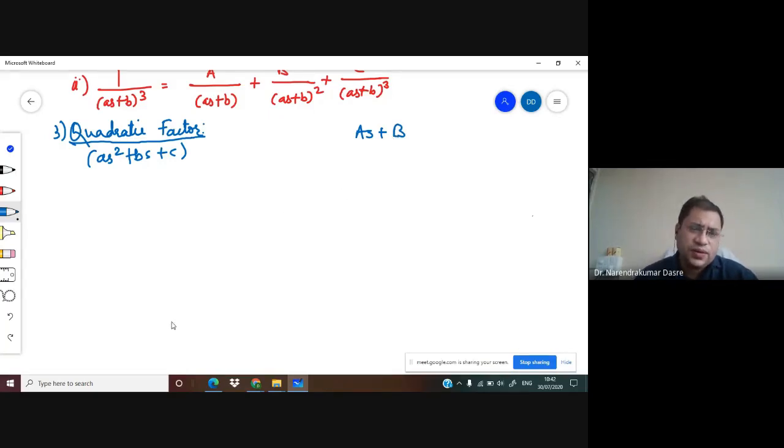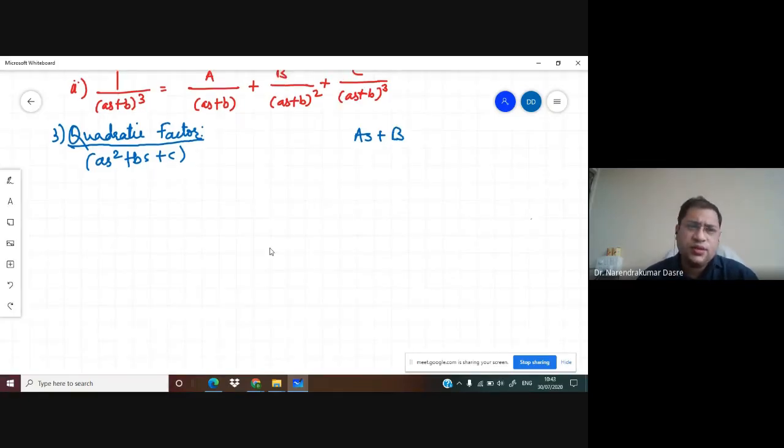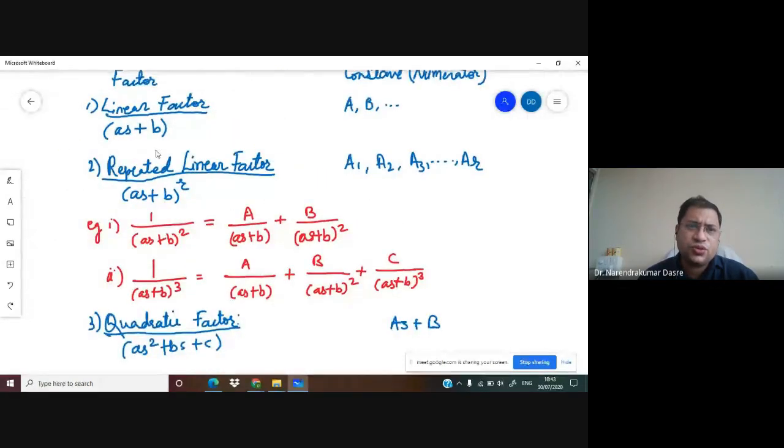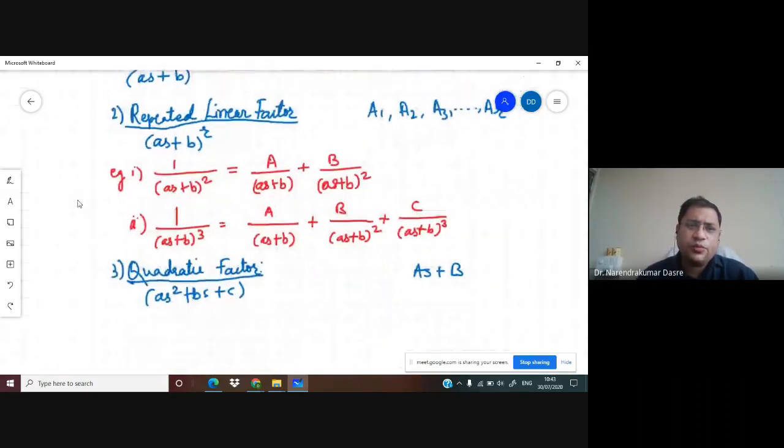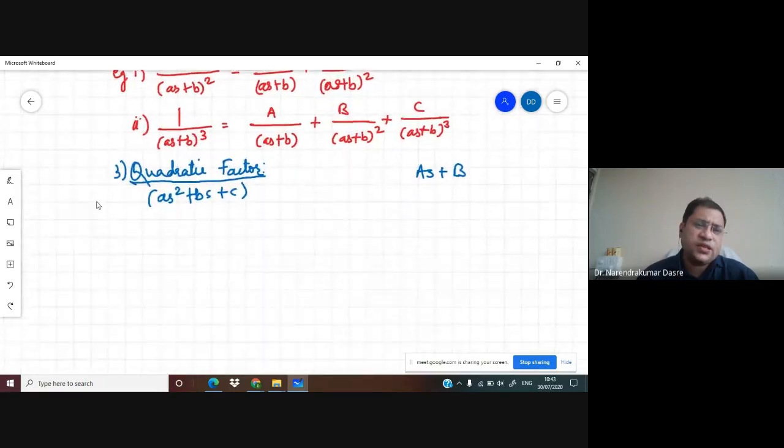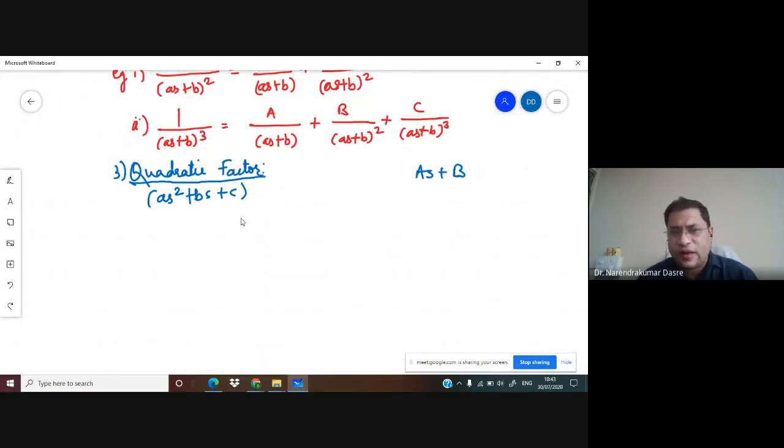So there is a simple relation between the numerator to be chosen and the factor in the denominator. You can see this was the factor in the denominator, and we chose this as the numerator. This was a factor in the denominator, and we chose these as the numerators. Now here, this is the factor in the denominator, and this is the numerator. What is the relation between the numerator and the factor? That we need to understand.